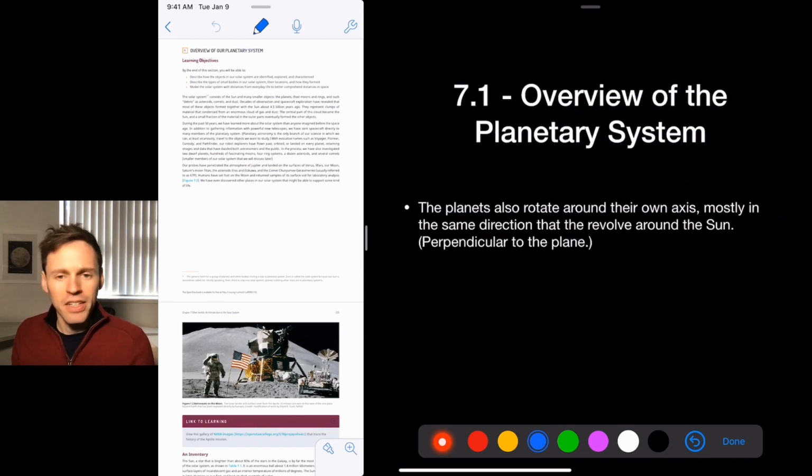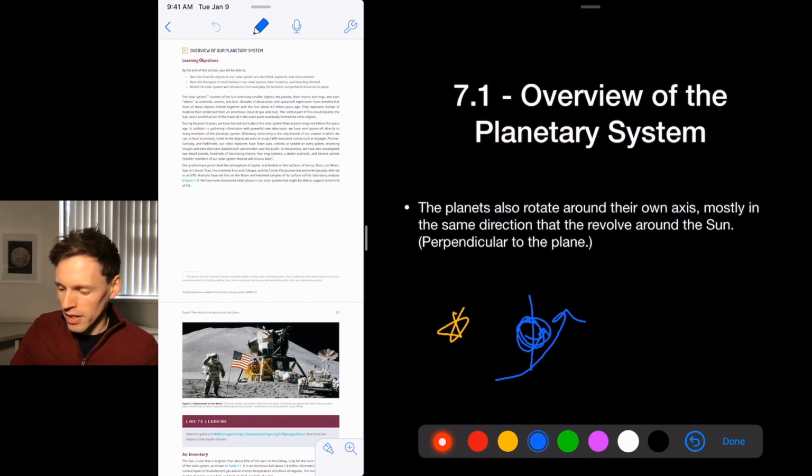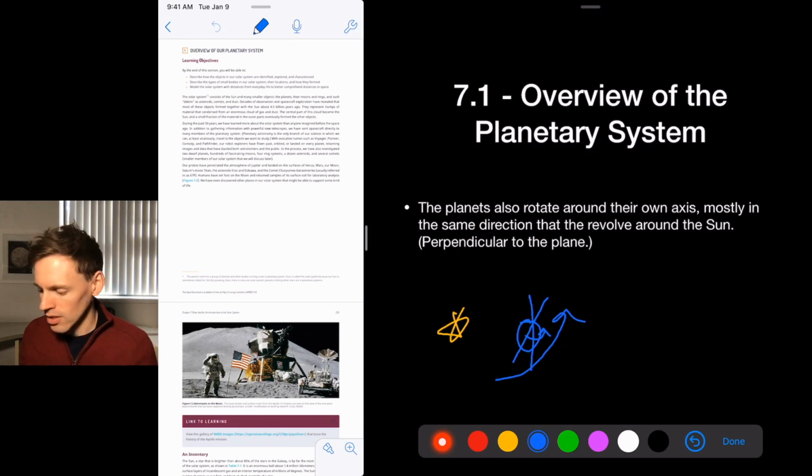So the planets also rotate around their own axis, mostly in the same direction as they revolve around the sun. So what does that mean? It means here's the sun, the Earth is going around the sun like that, but then the Earth is rotating in the same way that it's going around the sun. Now, of course, Earth is slightly tilted. Its axis is a little bit tilted, so that 23-degree tilt, that's why we have the seasons.